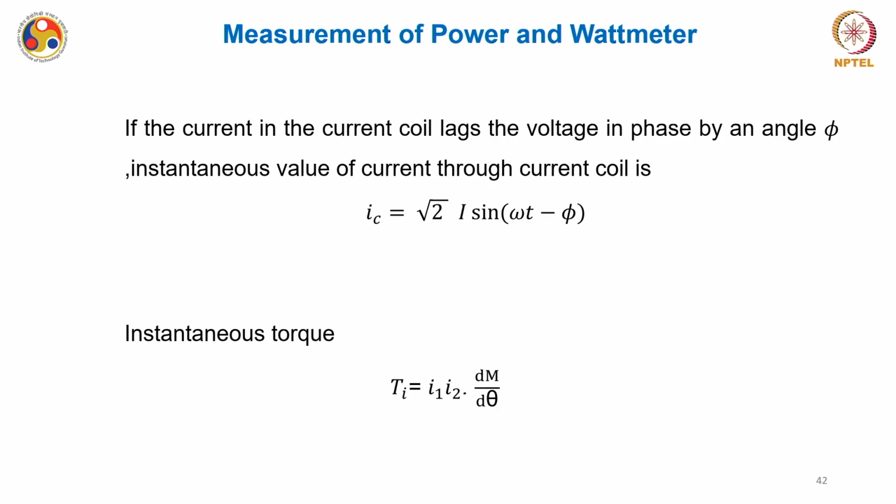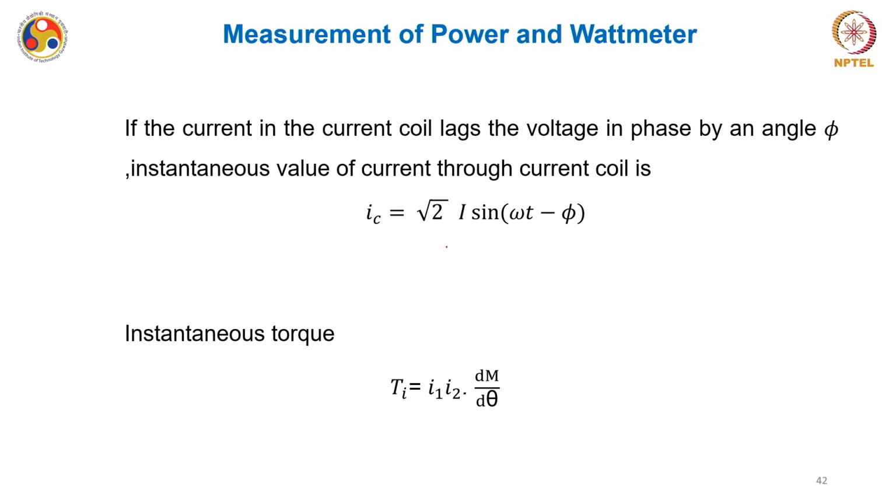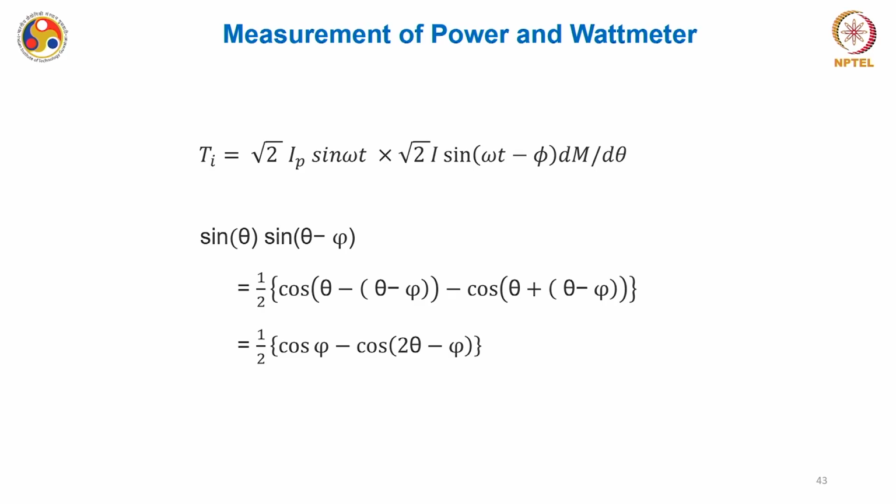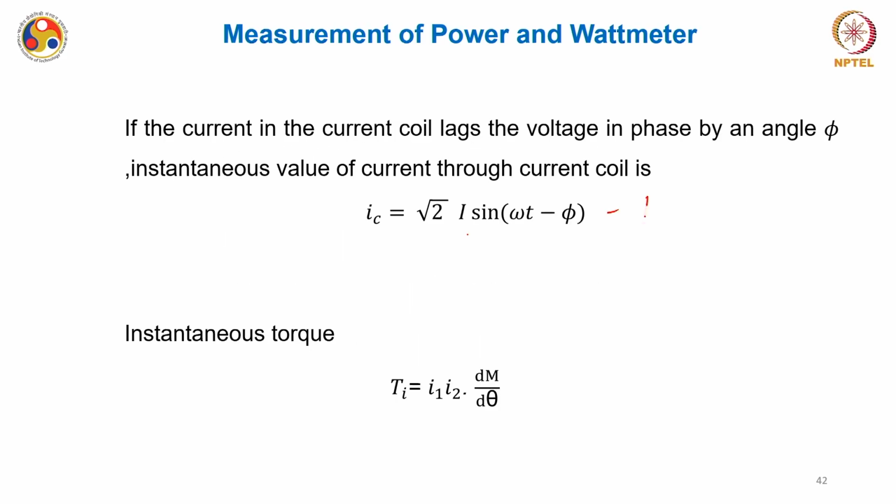Now if the current in the current coil lags the voltage in phase by an angle phi, the instantaneous value of the current through the current coil can be given as ic equal to root 2 I sin of omega t minus the phase lag phi. I am calling this equation 17.